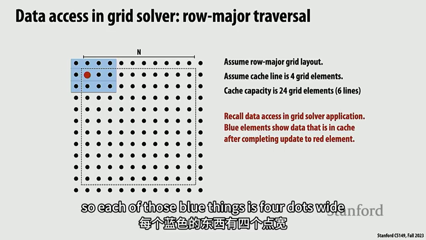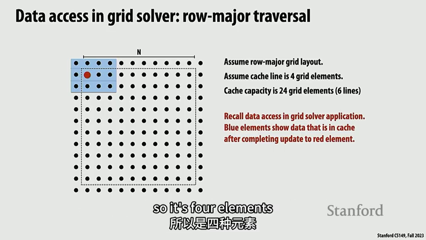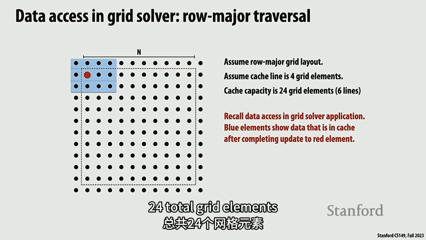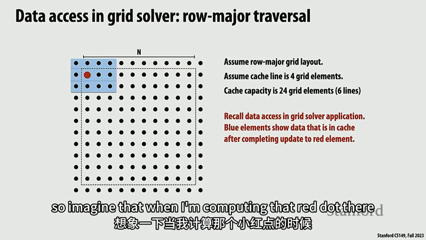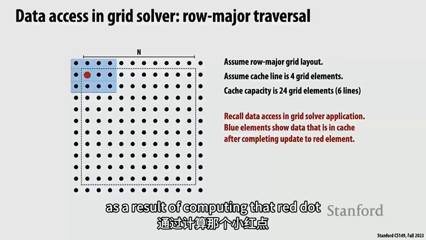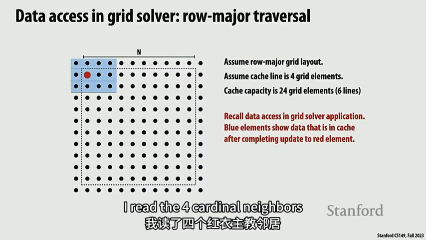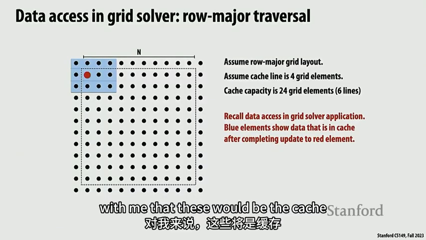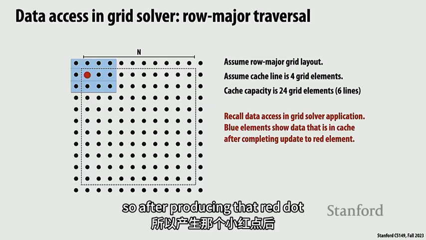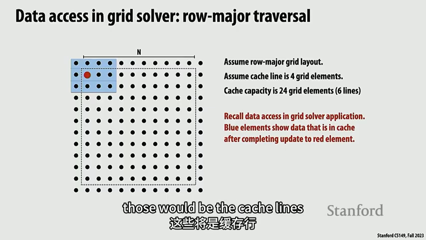So each of those blue things is 4 dots wide, so it's 4 elements. And imagine I have a cache that is 6 lines, or 24 total grid elements. So imagine that when I'm computing that red dot there, as a result of computing that red dot, I read the 4 cardinal neighbors, and hopefully you agree with me that these would be the cache lines that would be loaded. So after producing that red dot, those would be the cache lines.